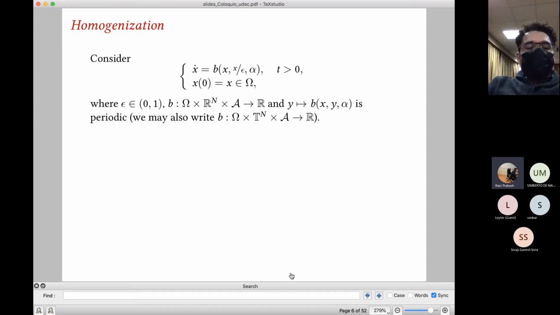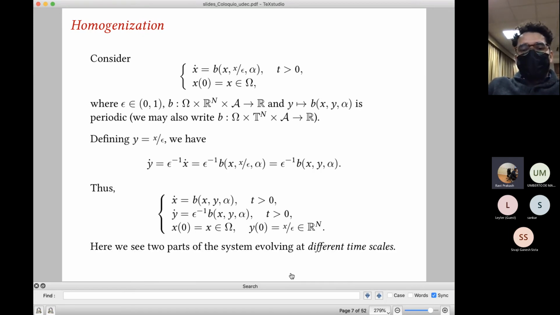Now, suppose we have a system like the one we had earlier, but depending, at least in part, on a rapidly moving variable, which is x over epsilon for a small parameter epsilon. And to compensate for this rapid movement, we assume that the drift b is periodic in this variable. We can just say it's periodic, or we can write that b is defined in omega times the flat torus T^n times the control space.